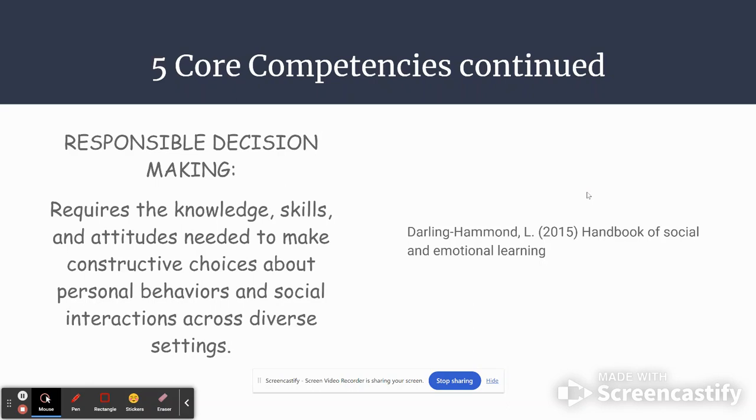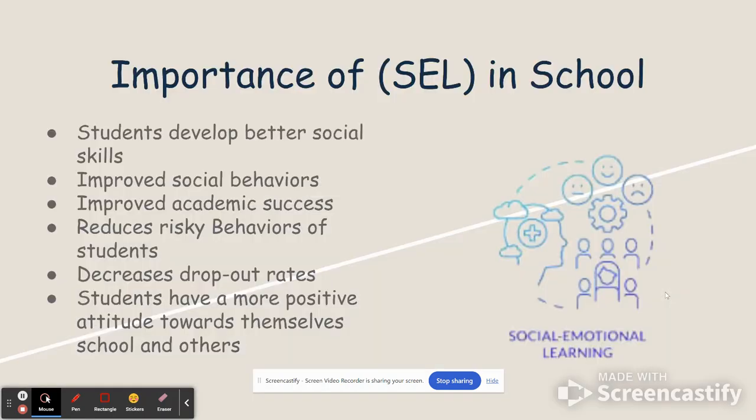Responsible decision making requires the knowledge, skills, and attitudes needed to make constructive choices about personal behaviors and social interactions across diverse settings. Okay, so that was a bit about the 5 core competencies and what they encompass. And right now, I want to talk about the importance of SEL in school.